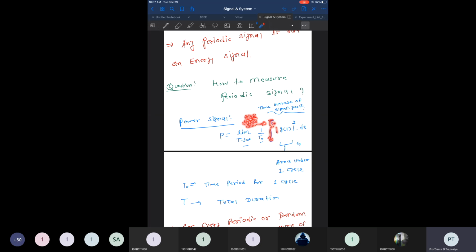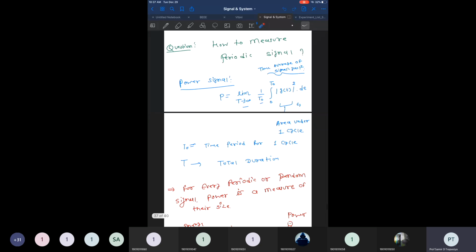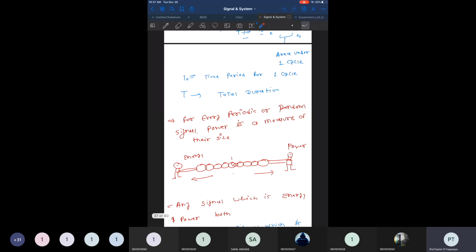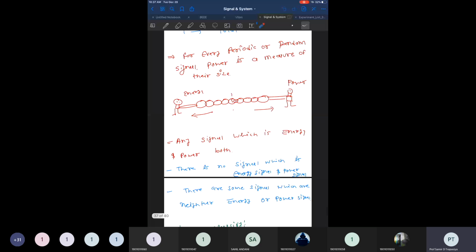Whatever the patterns are in one cycle, they are repeated. So if you find the energy for one cycle as the integral of g(t) whole squared, this is the energy per cycle, and divided by the time period, 1 by T0, that gives us the power. We are assuming the signal is periodic in nature, but not necessarily all signals are periodic. We can find some signals which are random or noise signals which don't show any pattern. For that kind of signal also, power is a true measure.